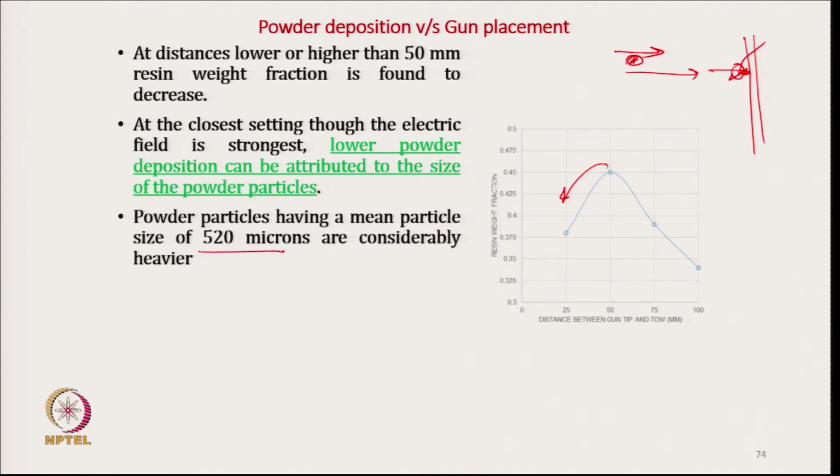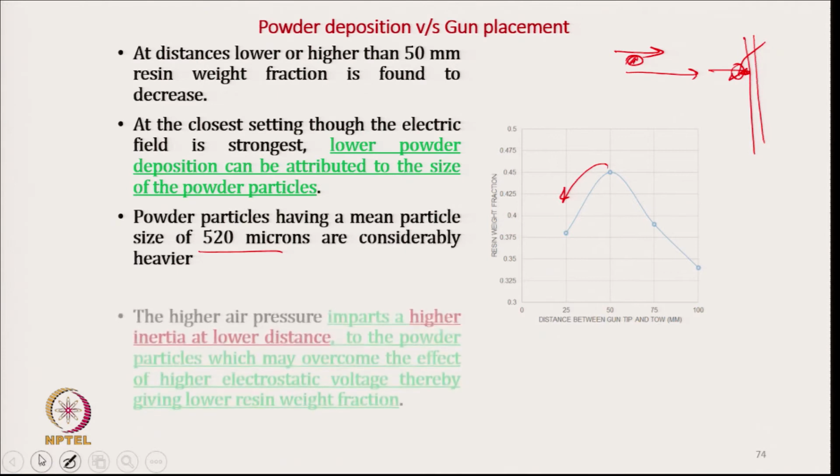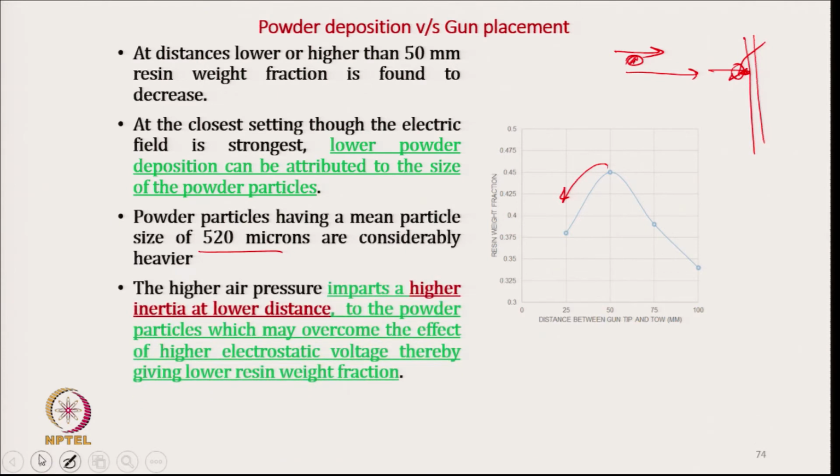So, powder particles 520 micron. So, at high air pressure, which imparts higher inertia at lower distance, as I have mentioned. So, this may overcome the effect of high electric voltage. So, that is why it gives lower weight fraction in this zone, if we reduce this.